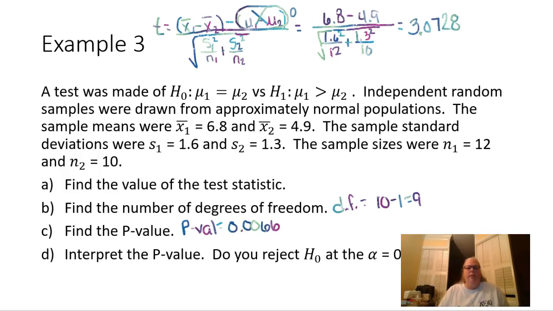All right, part D, we're supposed to interpret the p-value. Are we going to reject the null hypothesis at the 0.01 level? We are going to reject the null hypothesis. The reason is that the p-value that we found is less than the alpha level that they gave us. And there's our statement right there: we're going to reject our null hypothesis because our p-value 0.0066 is less than our alpha value 0.01.